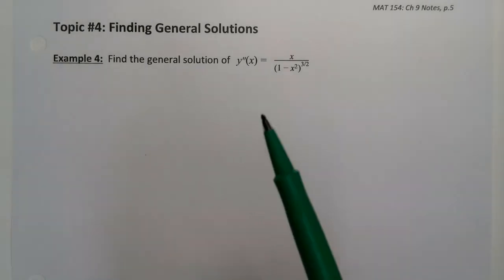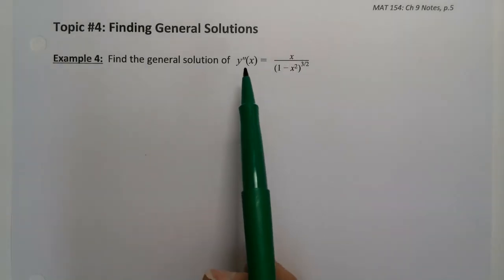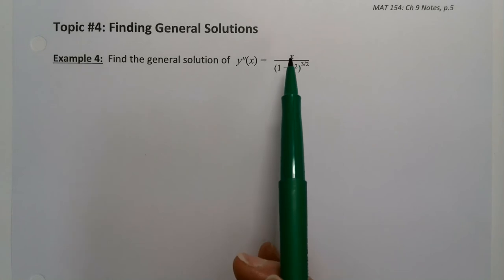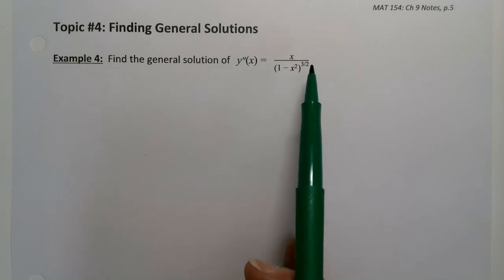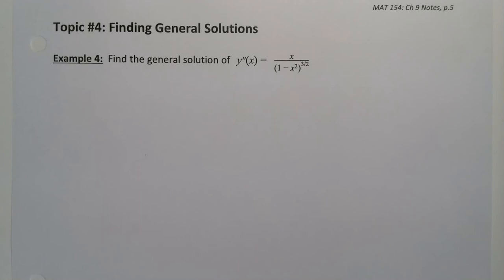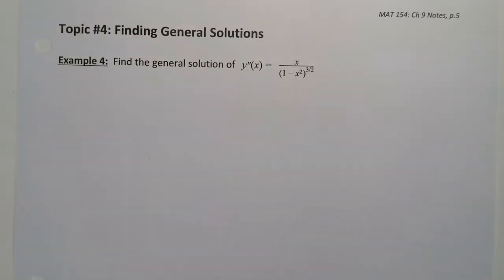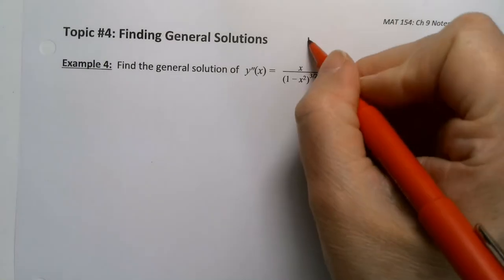In this problem, we want to find the general solution of y double prime of x is equal to x over (1 minus x squared) to the 3 halves. So this is going to be fun. So the first thing we need to note is, and I'll just put it over here.